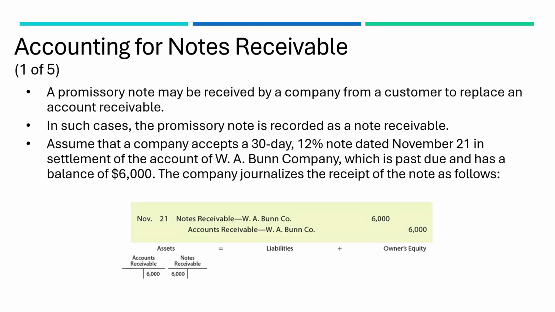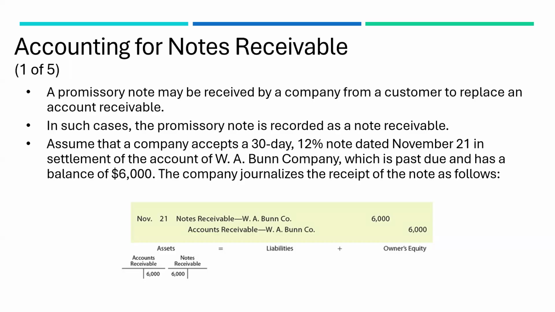So to record the initial creation of the note, assume that a company accepts a 30-day 12% note dated November 21st in settlement of the account with W.A. Bruin Company, which is past due and has a balance of $6,000. To create this, the note receivable is an asset, right? So we debit our asset for $6,000, and the credit is the accounts receivable, the overdue accounts receivable that we had with this company. We have to reduce that because we're converting it into the note.